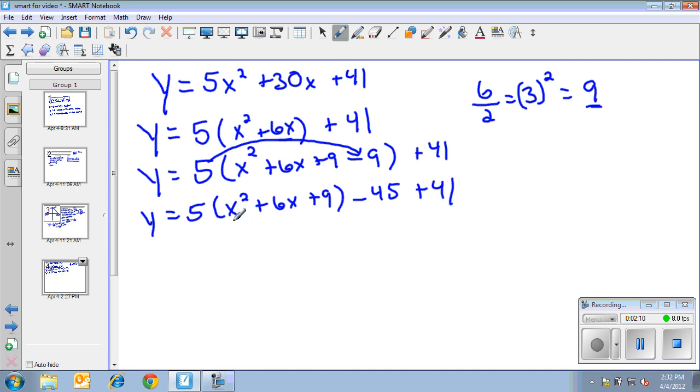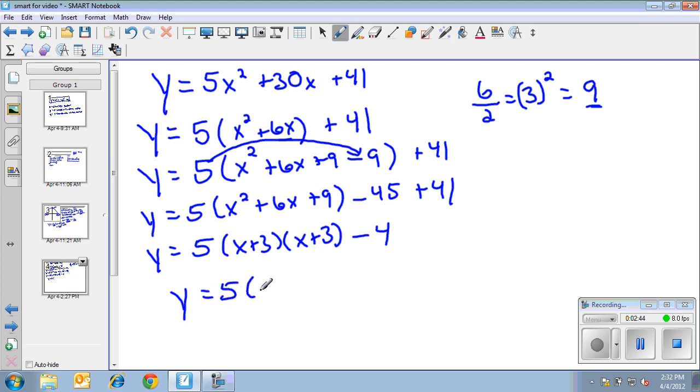Now that I have my perfect square trinomial, which was the goal, I can factor it. So the two factors are going to be identical here. So if I factor by inspection, two numbers that multiply to give 9, add to give positive 6, is going to be x plus 3 times x plus 3. The minus 45 and the positive 41, these are like terms. I can collect them and simplify that to negative 4. Because my two factors are the same, x plus 3 and x plus 3, I can write it as x plus 3 squared minus 4. Now we've converted to vertex form.